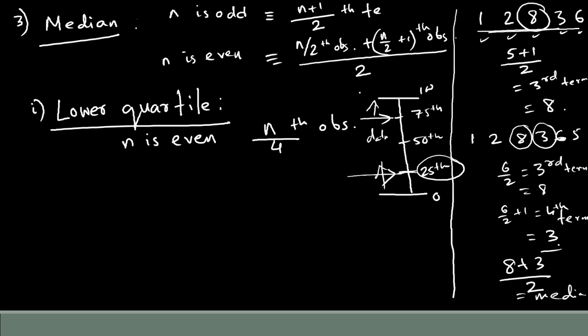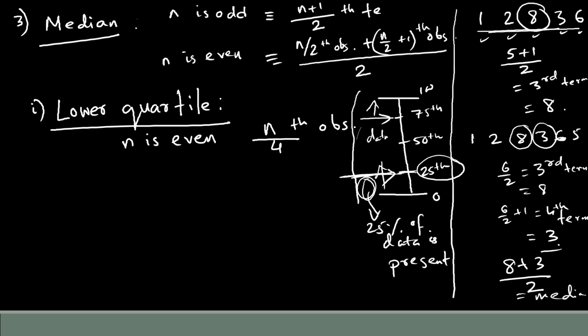N by 4th observation will be your 25th percentile. By percentile, I hope you understand what a percentile is. That means 25 percent of the data are below this number. Below the lower quartile, 25% of the data is present. And the 75th percentile means 75% of the data is below it.